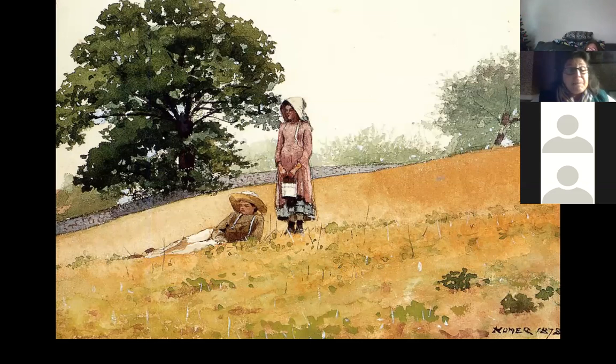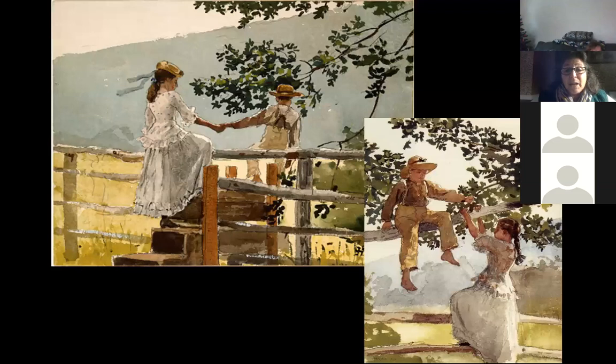So he had a great collection of costumes, and he had some costumes of shepherds and shepherdesses, and he allowed the children to wear those costumes for him as he created the scenes. And this is called The Stile. This is a brother and sister. If you notice the mountain in the back, that's Scunnemunk Mountain behind us there. The children are climbing over a stile.